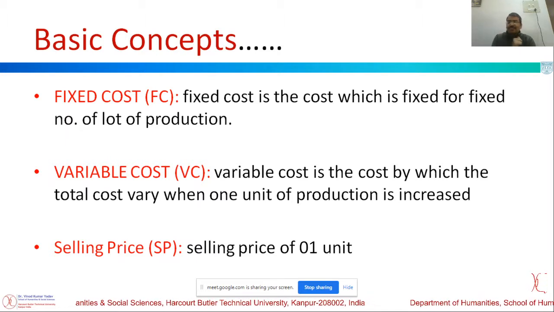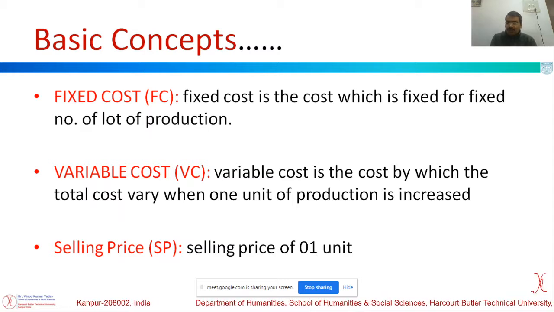Like electricity cost. Electricity cost increases, varies, but not in proportion to the number of units. So this is semi-variable. So we are not concerned about semi-variable cost. We are concerned about only variable cost, and semi-variable is included in this. So we have fixed cost, we have variable cost, and we have selling price, you can understand.